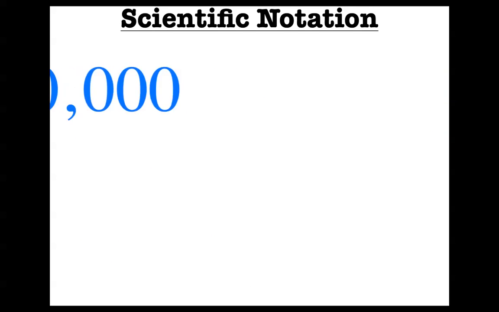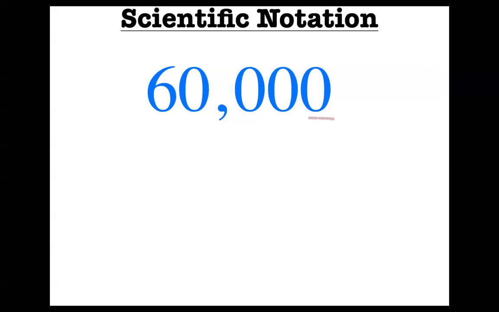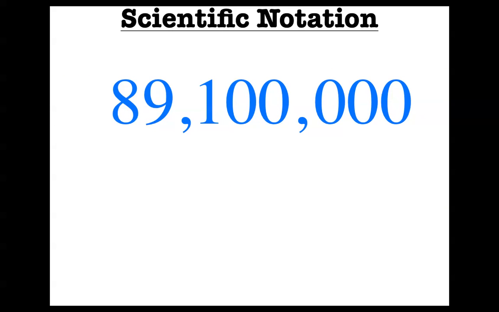All right, here's an easier way to do it. If you had 60,000, 1, 2, 3, 4, so it's 10 to the 4th times 6. That's easy, okay? If you have 89,100,000, we are going to count the zeros, but notice that would be 891 times 10 to the 5th. But we don't want 891, we want 8.91.